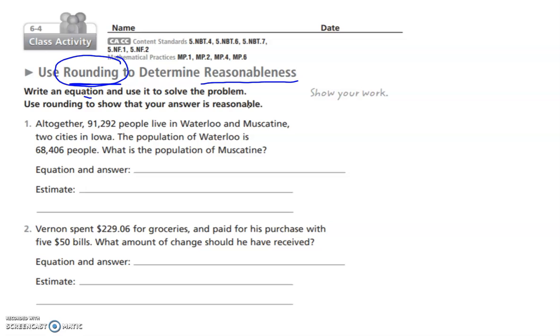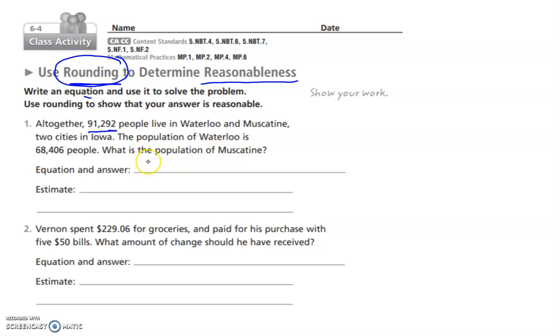Number 1 says, altogether 91,292 people live in Waterloo and Muscatine, 2 cities in Iowa. The population of Waterloo is 68,406 people. So what's the population of Muscatine? So this one is basically asking you to find the difference between these 2 numbers. So difference is a subtraction problem.